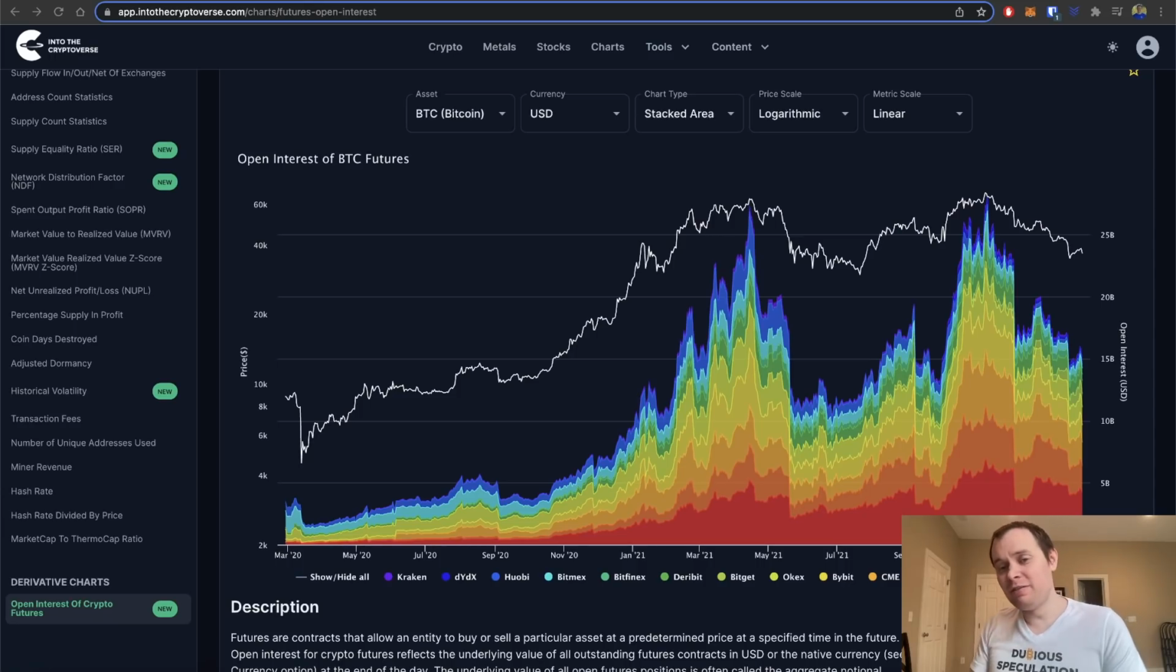Okay, now if you're not familiar with what a futures contract is, futures are basically just contracts that allow you to buy or sell a cryptocurrency or any asset really, but they allow you to buy or sell something at a given price, at something that's predetermined at some point in the future, at a specified time in the future. So basically, it gives you the option to say sell a certain thing at a certain price in the future, or buy a certain thing at a certain price in the future.